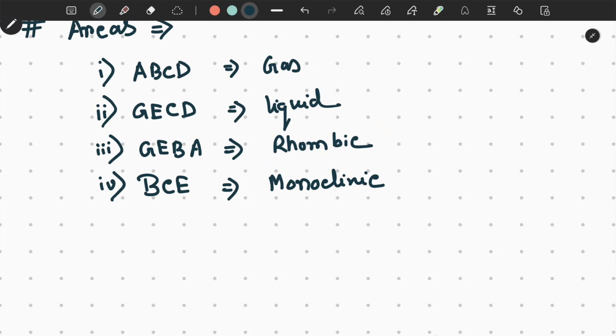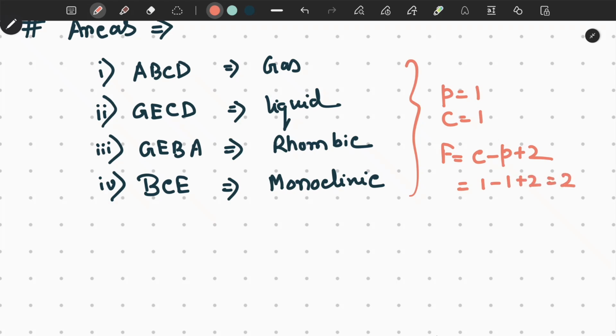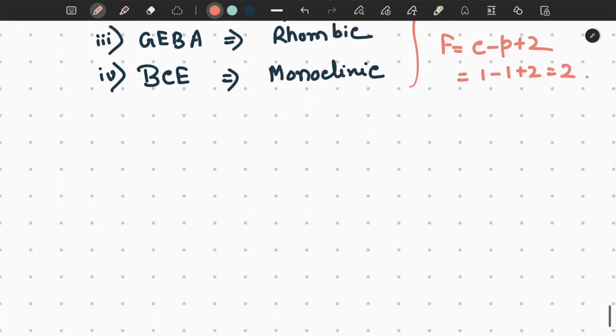Okay. So in every area, the phase is one, and the component is always one. So degrees of freedom will be C minus P plus 2, so it will be 2. Correct? Yes. Okay. These are the areas. Now the curves or lines, whatever you want to say.